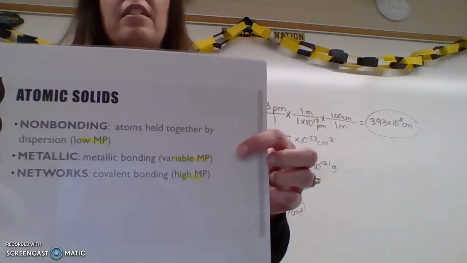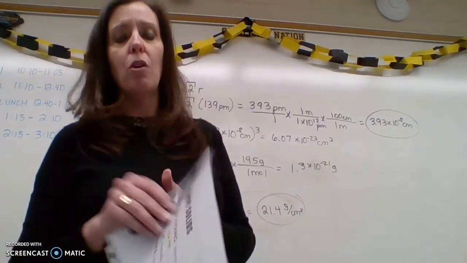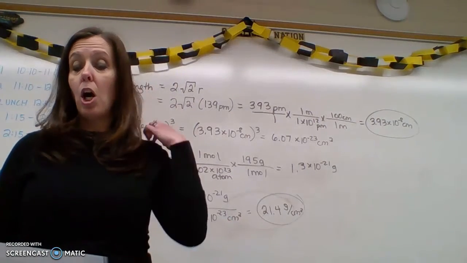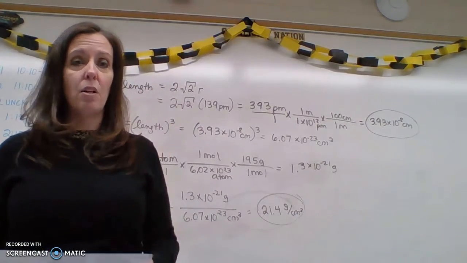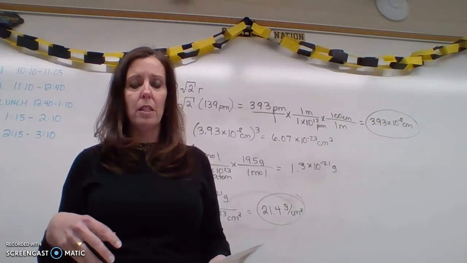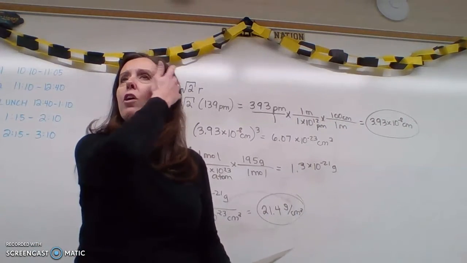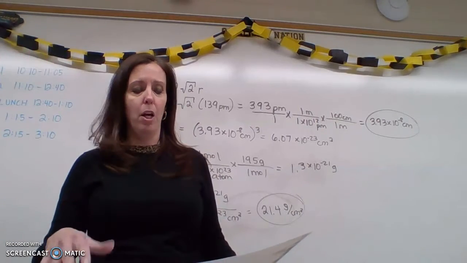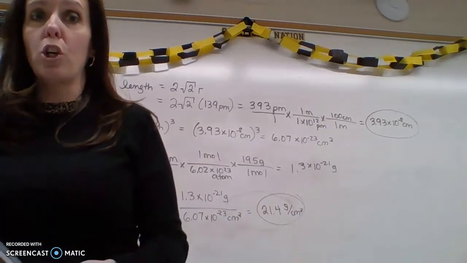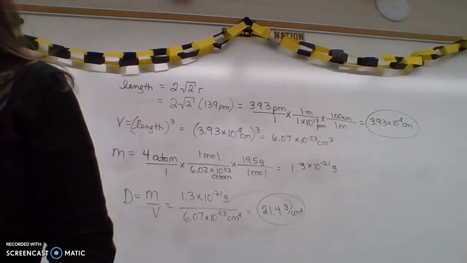And the last type of example are atomic solids. Okay, there are 3 types that your book discusses. There's non-bonding, where you just have atoms held together by really weak dispersion forces. They have low melting points. There's metallic, obviously those are metals. They tend to have variable melting points, some high, some low. And then there's network, which are covalent bonds, which tend to have pretty high melting points.